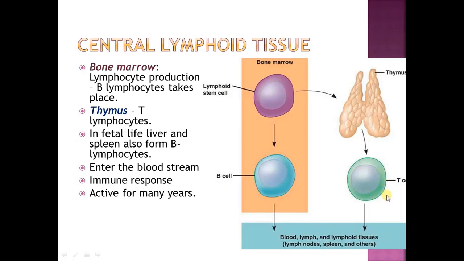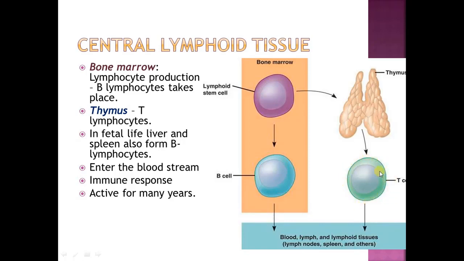Now they also have something called helper cells. The helper cells are mainly responsible to help the B lymphocytes in their immune response. You also have suppressor cells, TS or T lymphocytes. In that we have another variety. Apart from helper cells, we also have suppressor cells, which are responsible for suppressing the immune response in certain cases.